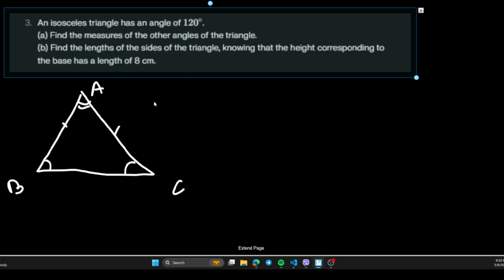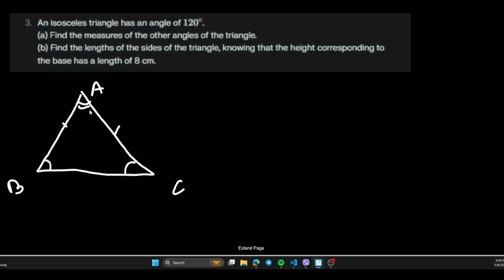So you need to find the measure of all the angles. You know that one is 120. Which one is going to be 120? The top one, because if the bottom ones are 120, then you're going to have 120 plus 120, which is 240. But in a triangle, you need to have at most 180.